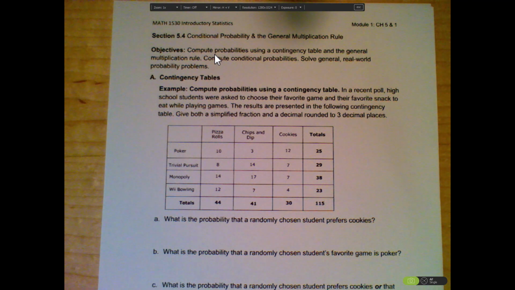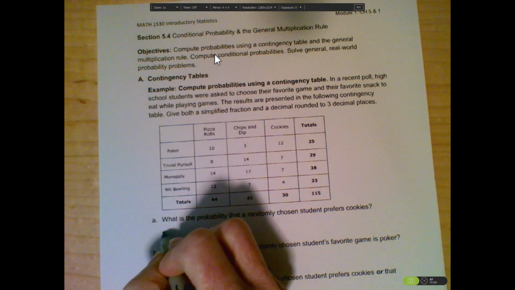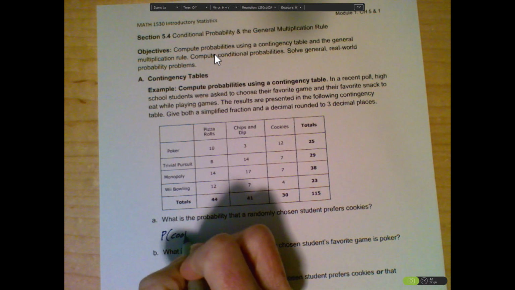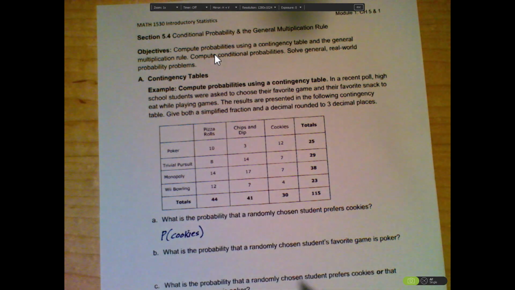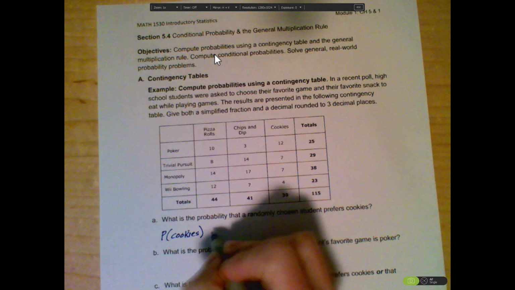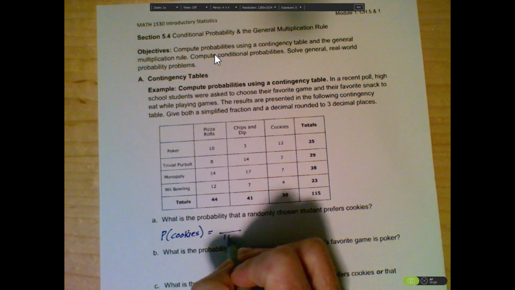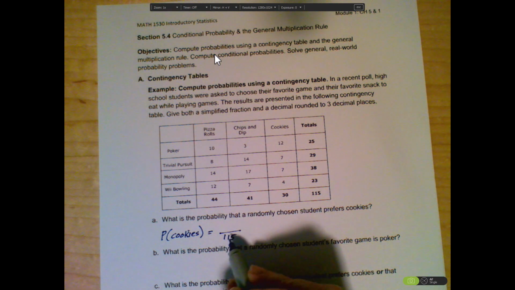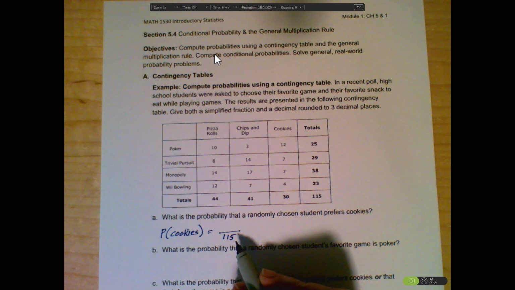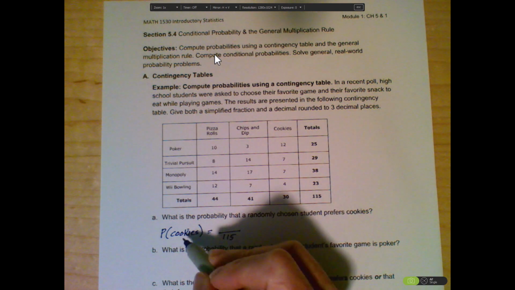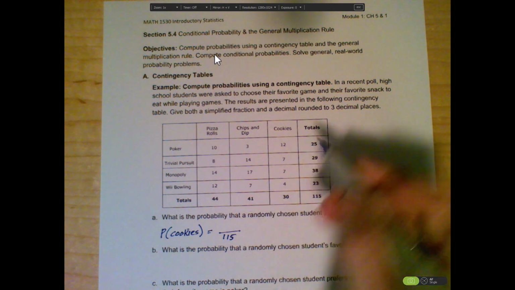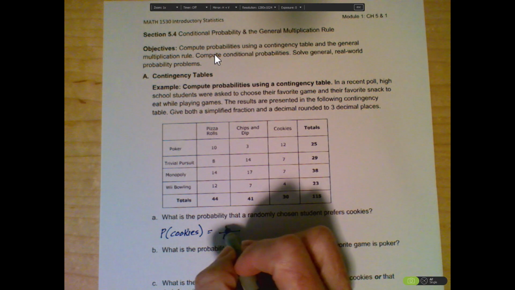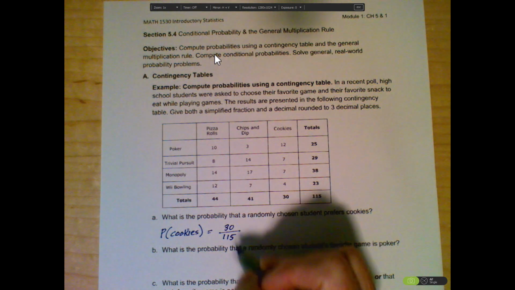So our first question is, what is the probability that a randomly chosen student prefers cookies? I'll use this notation: probability of cookies, the probability of that event, that cookies were chosen. So we know out of 115 students, that's our denominator, the total number of trials. So 115 students were asked. On the top, how many ways did we get the cookie answer? We look at the cookie column and we see 30 students chose cookies. So it's 30 out of 115.